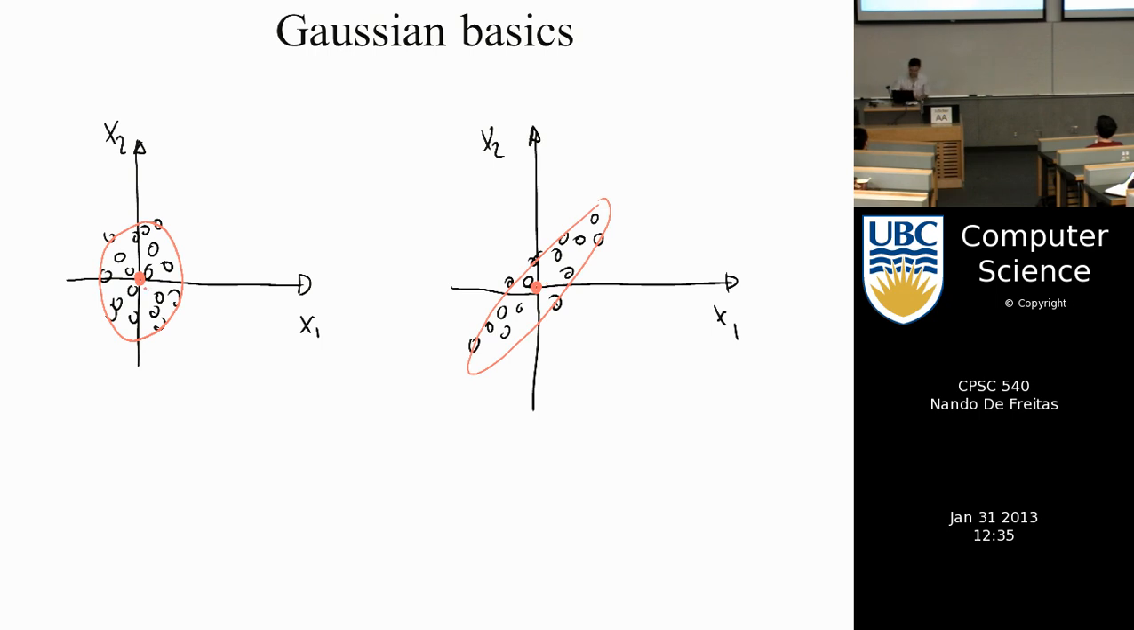I'm going to refer to the center of this as the vector mu. Mu is a vector. It has two components because there's an x1, there's an x2. It's a point in 2D. Therefore, it must have two components.